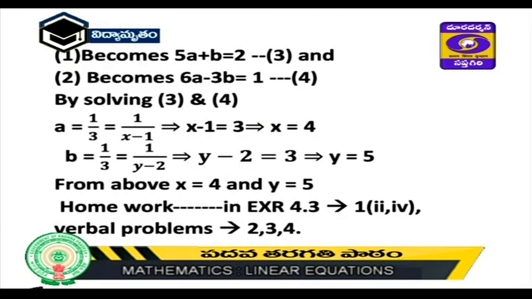By solving these two equations, we will get a equal to 1 by 3, which is equal to 1 by x minus 1. Here x minus 1 equal to 3, then x equal to 4. b equal to 1 by 3, which is equal to 1 by y minus 2. Then from this equality, we will get y minus 2 equal to 3, then y equal to 5. From the above, x equal to 4 and y equal to 5.